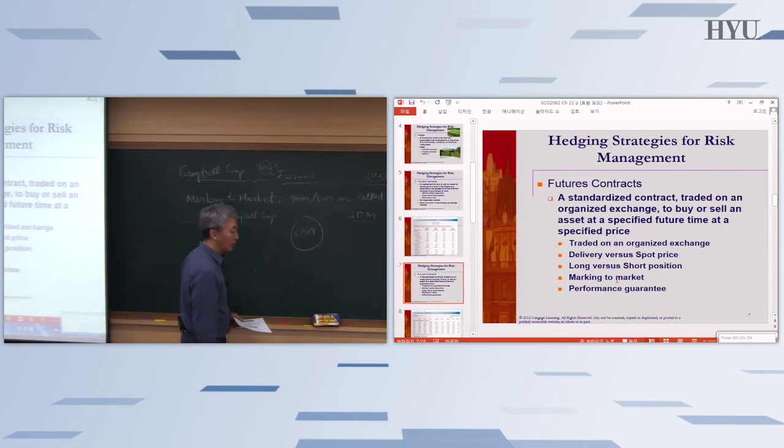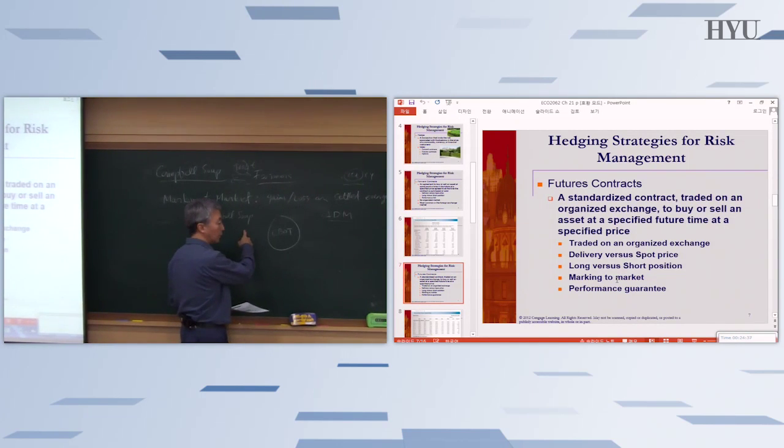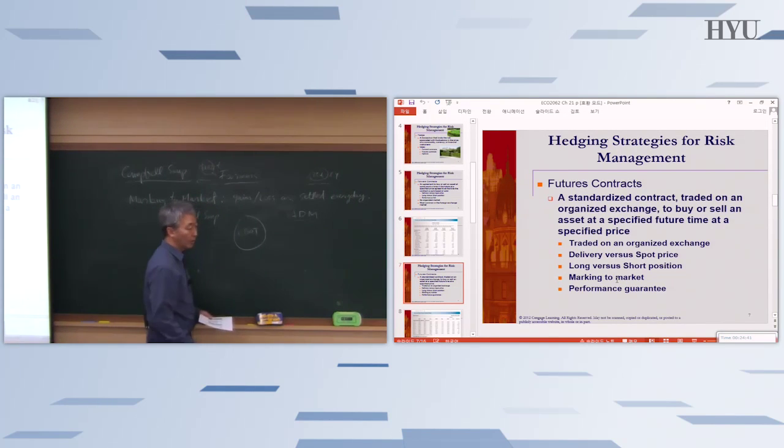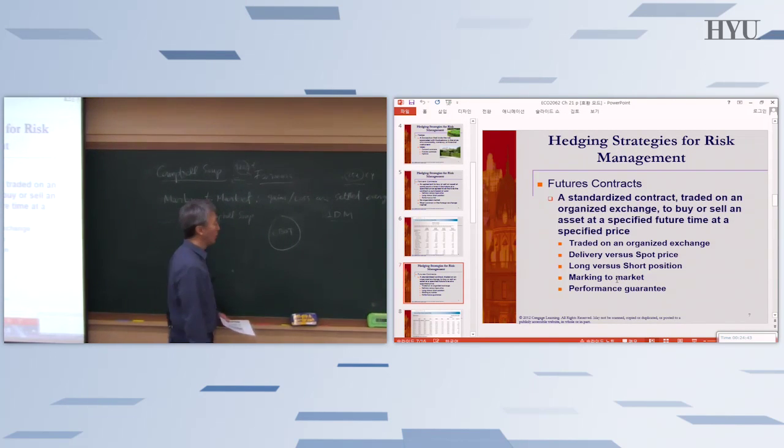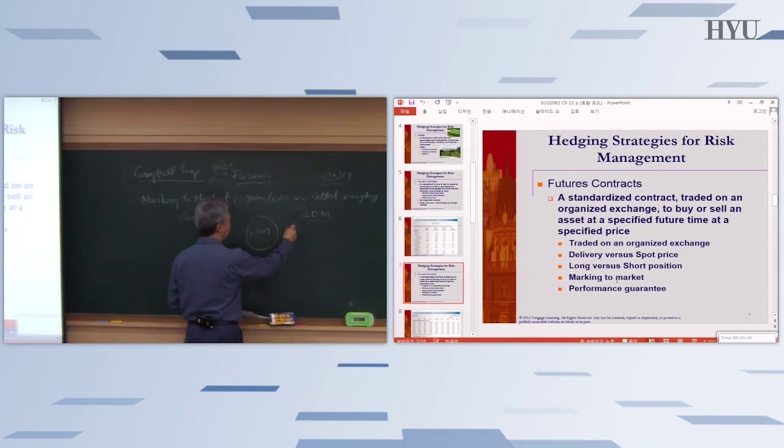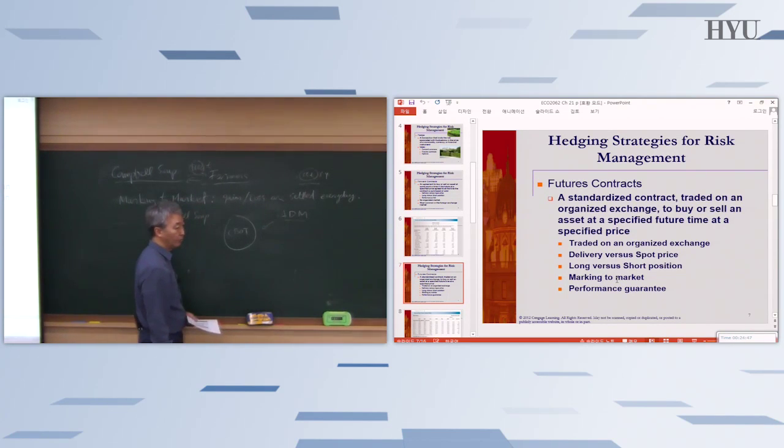And the thing is, Campbell Soup doesn't know who is providing this future. They don't have to know each other, right? Because ADM sells the futures to CBOT, or they write the futures on CBOT, right?